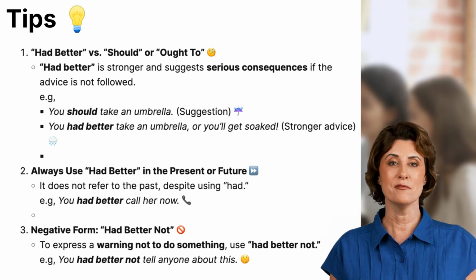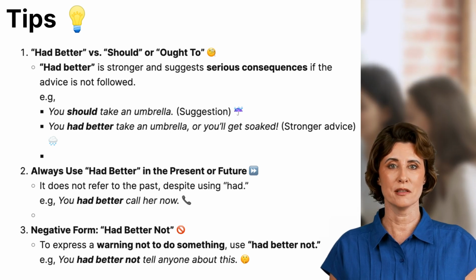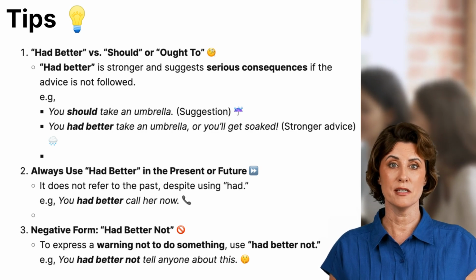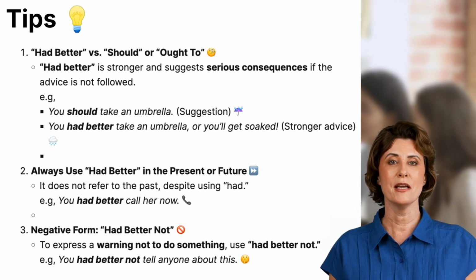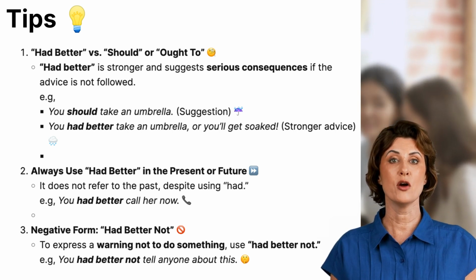3. Negative form: "had better not." To warn someone not to do something, use "had better not." Example: You had better not tell anyone about this. If you do, something bad might happen. More examples: He had better not be late again. You had better not forget your passport. This form is useful for strong warnings.